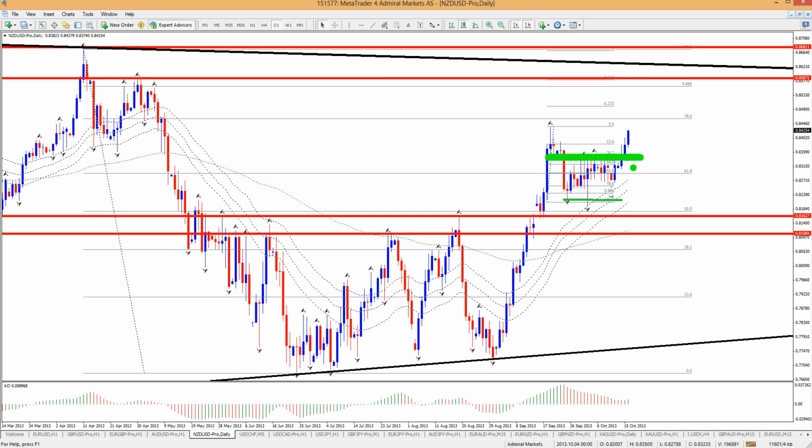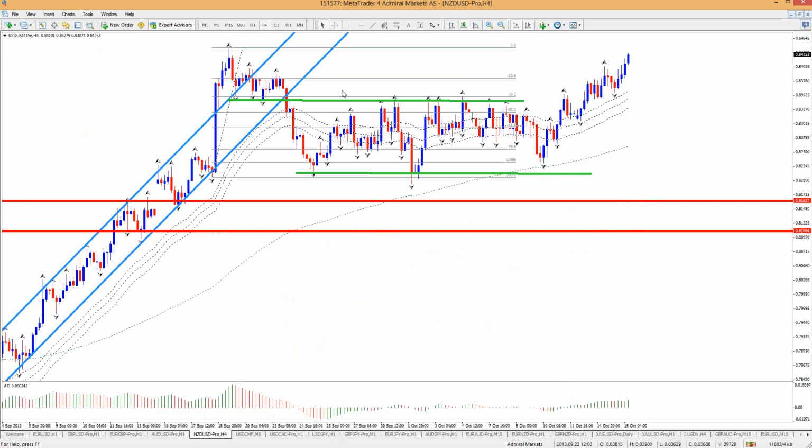We're broken above this, so we're definitely breaking out. And we're in an uptrend on the daily chart. We're in an uptrend on the 4-hour chart. Look at these recent higher highs, higher lows. And you can even connect the bottoms and tops. We can have that channel like that.